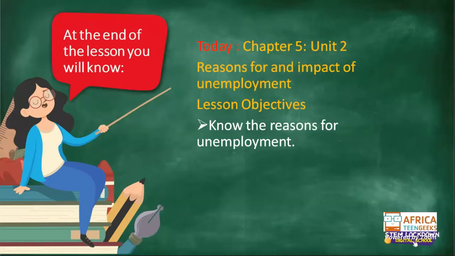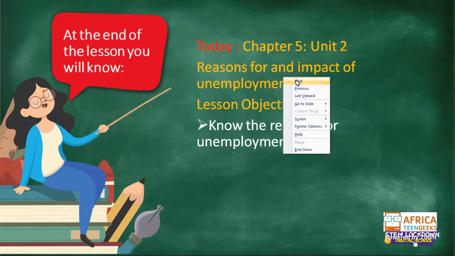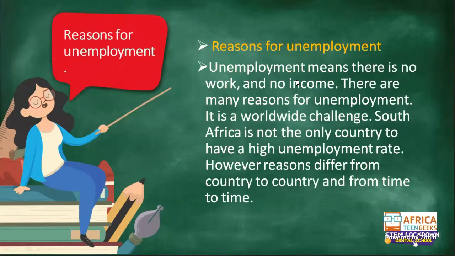So today we're doing chapter 12, unit 2, and it is reasons for and impact of unemployment. So it is the reasons for unemployment and the impact of unemployment. For today's lesson, you need to know the reasons for unemployment. Unemployment means there is no work or no income.